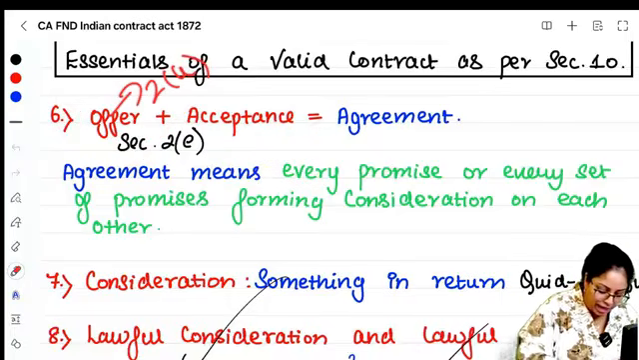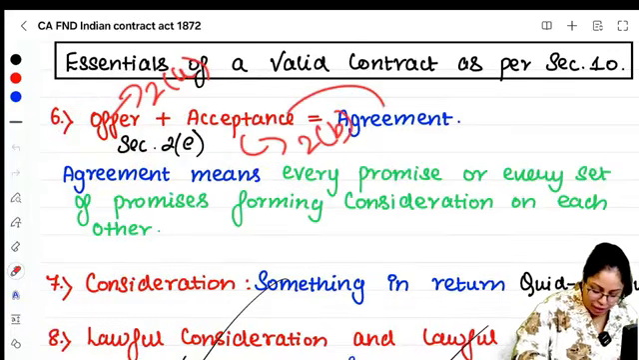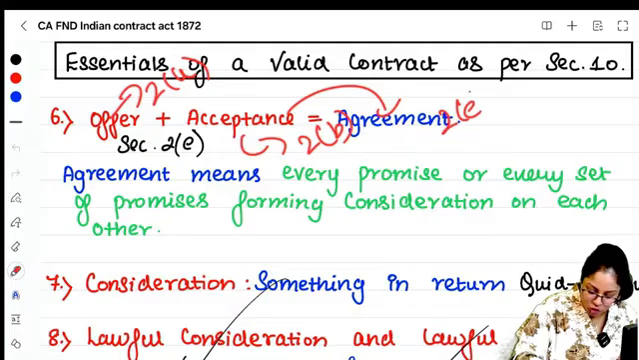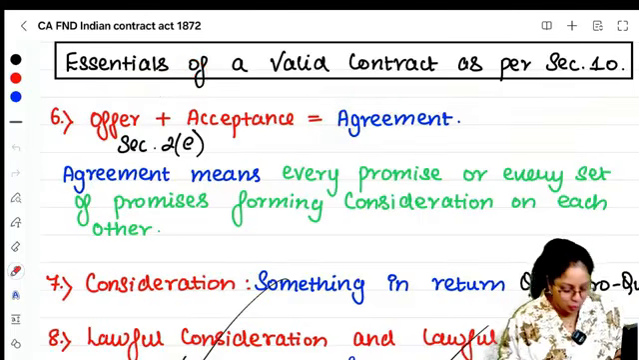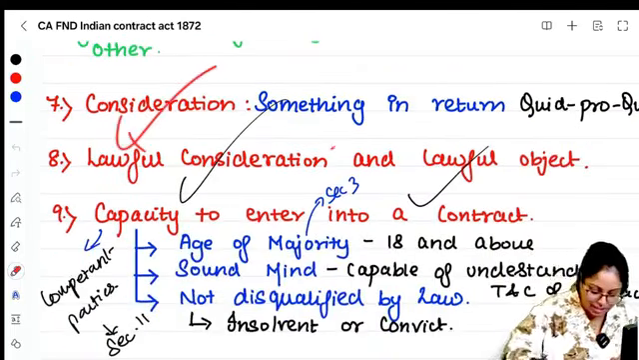Offer is 2A, acceptance is 2B. When both come together, what comes out? Agreement, which is 2E. Apart from this, what else do we need? We need consideration also. What is the section? What is the clause for consideration? Consideration is 2D.